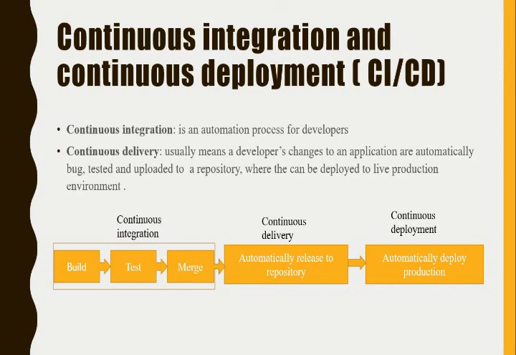This is also known as the CI/CD pipeline. Continuous integration is an automation process for developers, and continuous delivery is to automatically upload changes made by the developer to a repository. Continuous deployment is to automatically deploy to production.